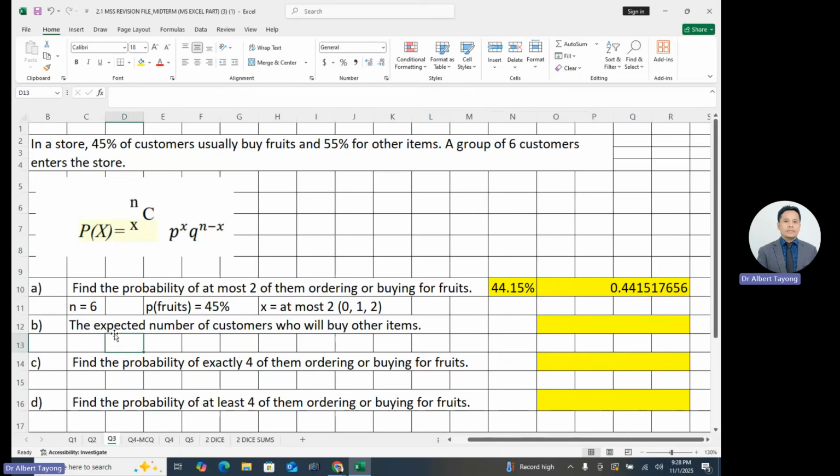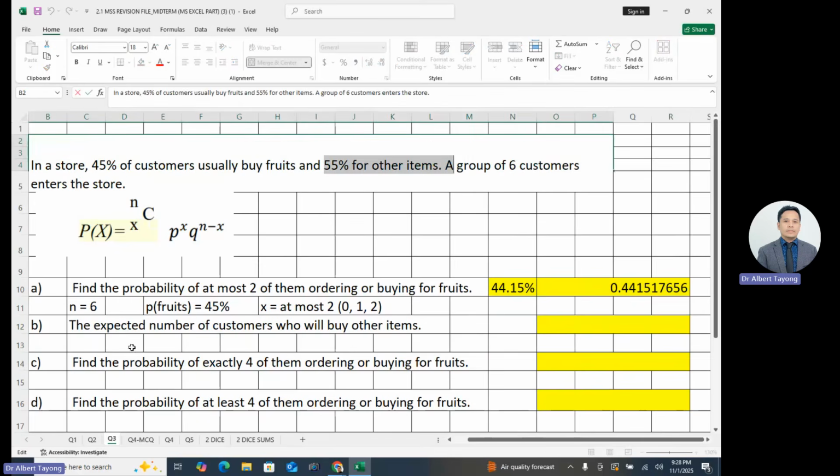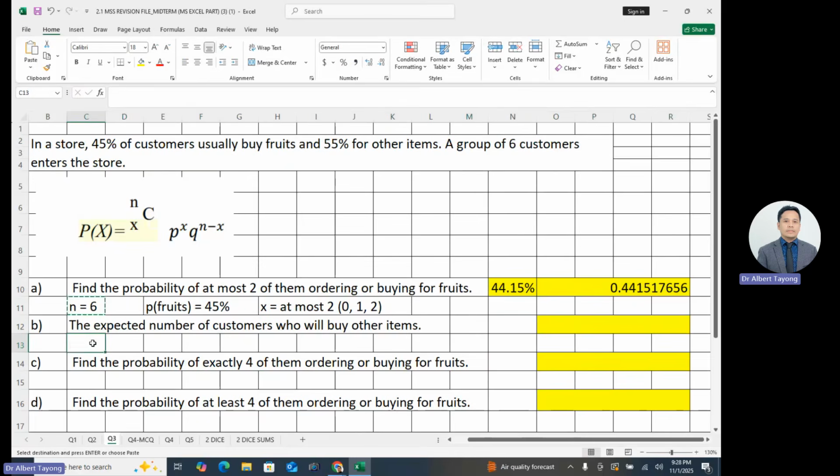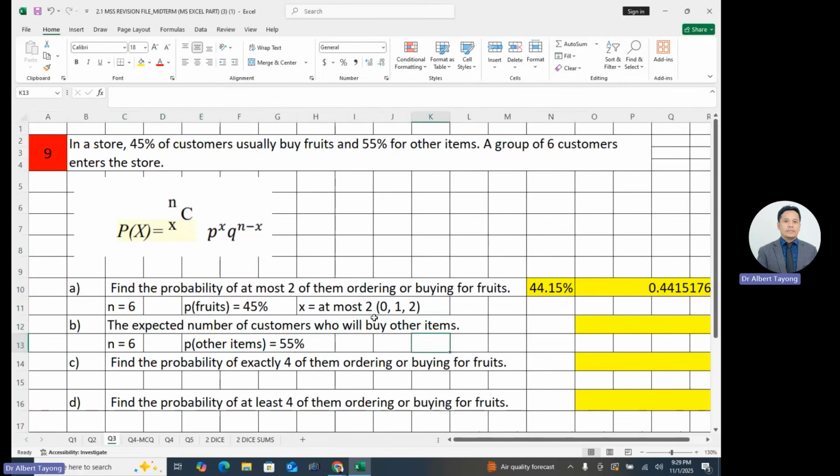Now, for the second one, find the expected number of customers who will buy other items. Other items is 55%. So copy the N, it is the same. And here P, other items, equals 55%. So please read the instruction, the question properly. This is not about buying fruits. This is about buying other items. So the expected number is the average or the mean.